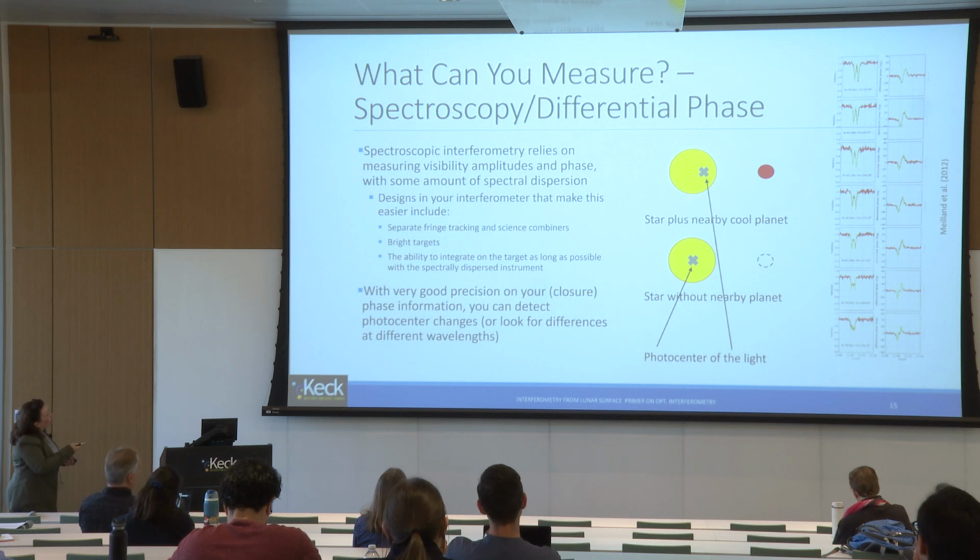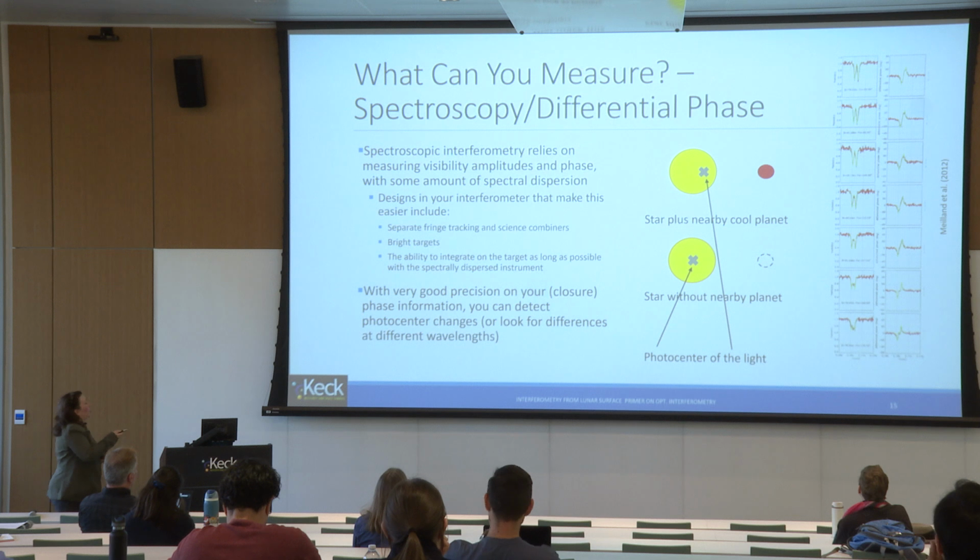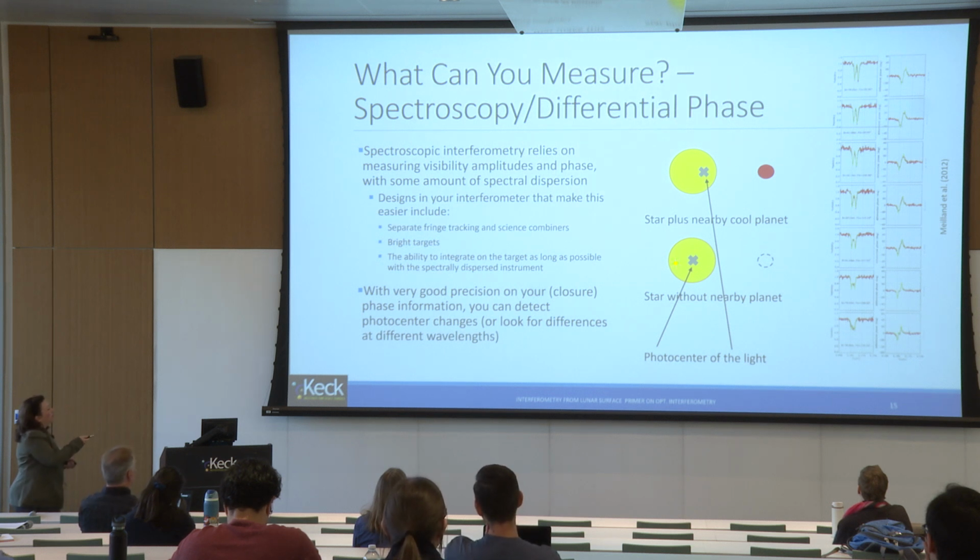So I'm giving you a very heuristic example here. If you think about a star plus a cool planet next to it and you measure it at some particular wavelength, you might notice that the photocenter, if you didn't know the planet was there, would be offset from the center of the star. And so there would be a differential phase signature looking at this wavelength than either at a different wavelength or when there is no planet present. So this is what we call differential phase measurements.